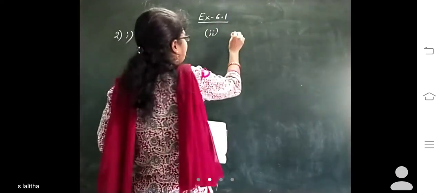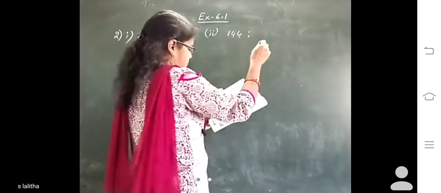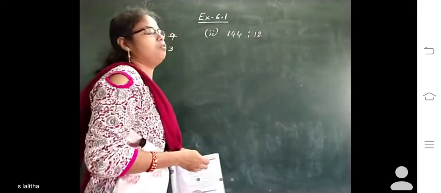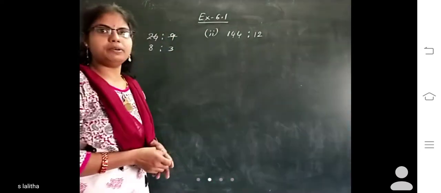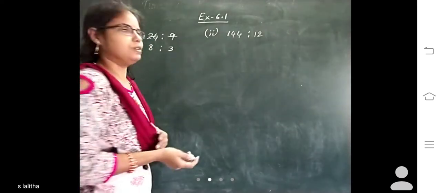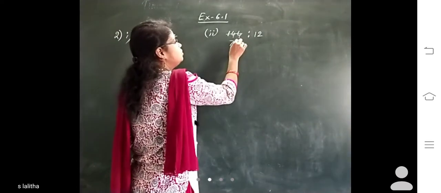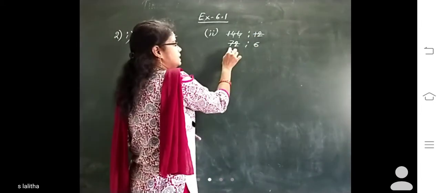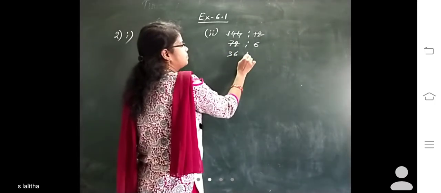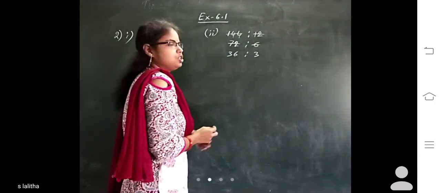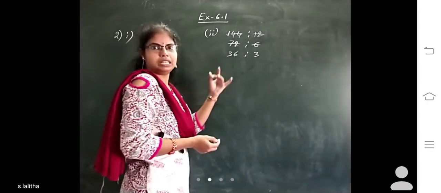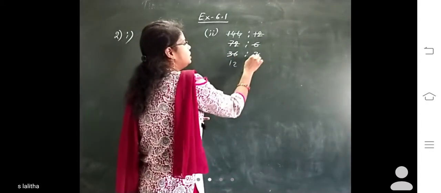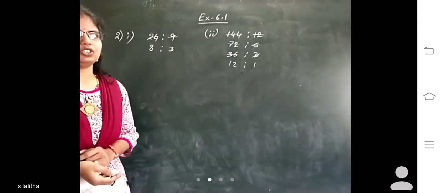Second one is 144 is to 12. These two numbers will be divisible by which number? 2. 12 is there. First we go to 2. 2 7s are 14, 2 2s are 4, 2 6s are 12. Next 2 3s are 6. 1 is remaining, 12. 2 6s are 12, 2 3s are 6. Next, these two numbers will be divisible by 3. 3 12s, 3 ones. So 12 is to 1 is the simplest form.